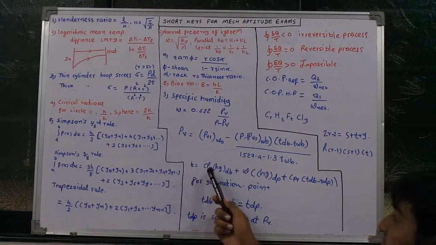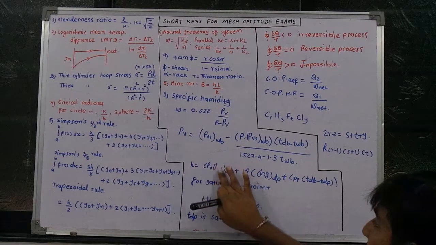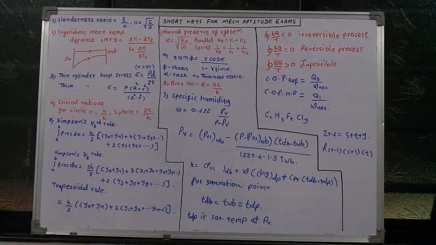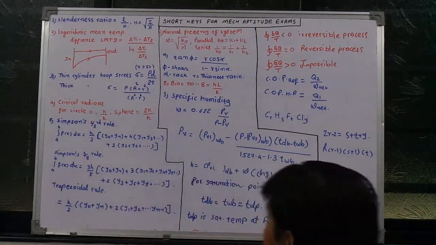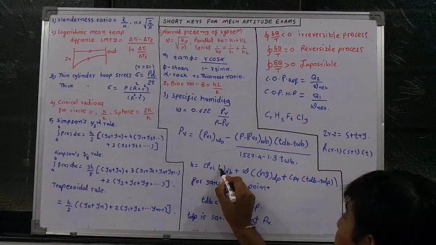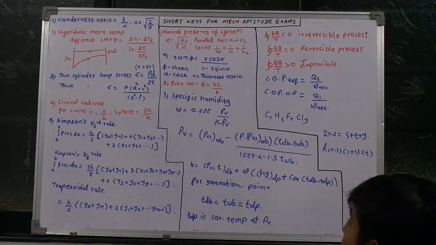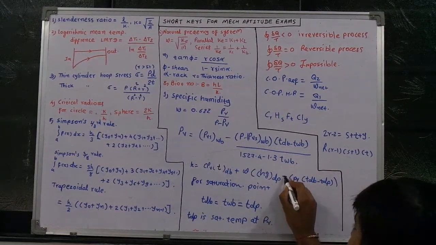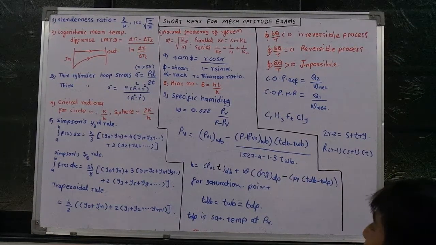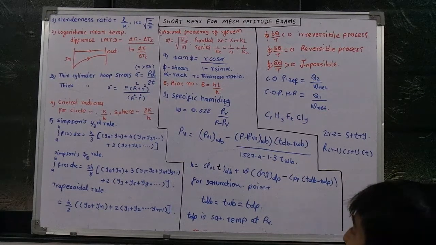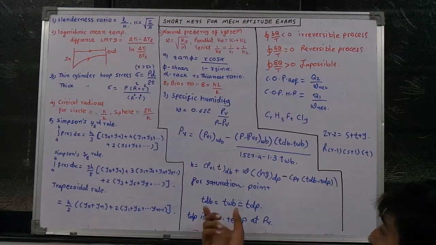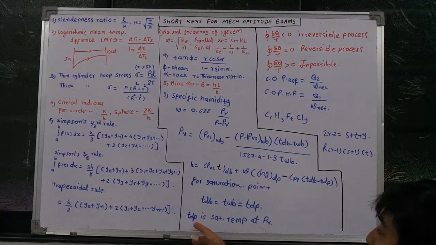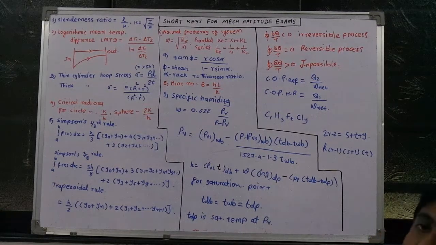Enthalpy of the mixture is equal to CPA T, here it is T dry bulb temperature, plus W HG, plus CPV into (T dry bulb temperature minus T dew point temperature). For the saturation point, the dry bulb temperature is equal to the wet bulb temperature is equal to the dew point temperature, and the dew point can be obtained from the saturation temperature at PV.